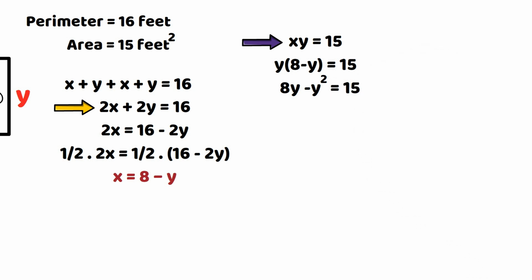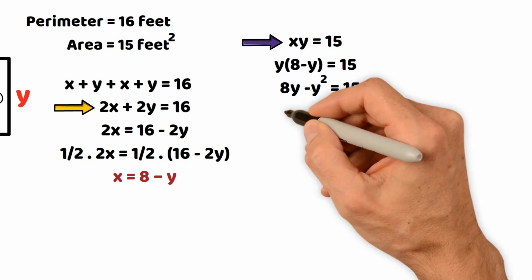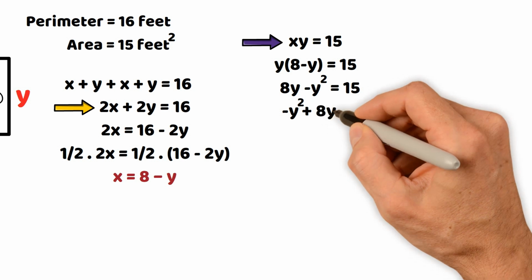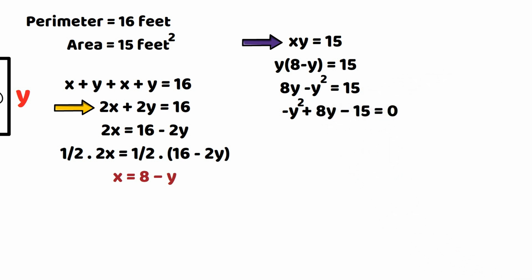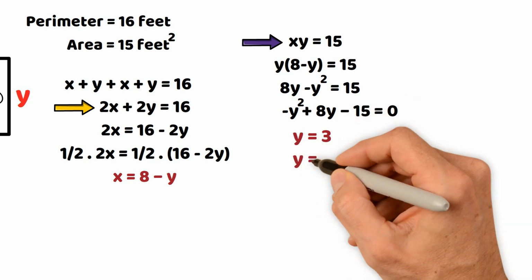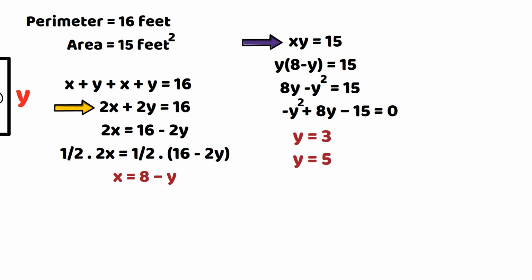This is now a quadratic equation, and we can subtract 15 from each side to bring it into standard quadratic form, ultimately getting negative y squared plus 8y minus 15 equals 0. Now we can solve the equation using the quadratic formula. And the solutions we get are y equals 3 or y equals 5.